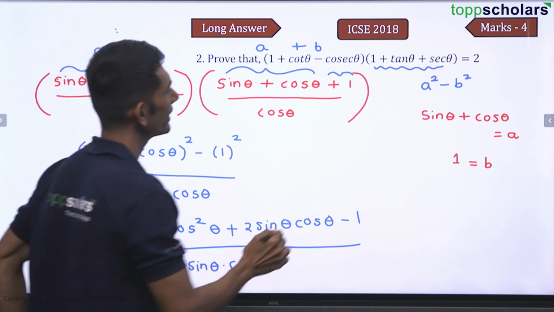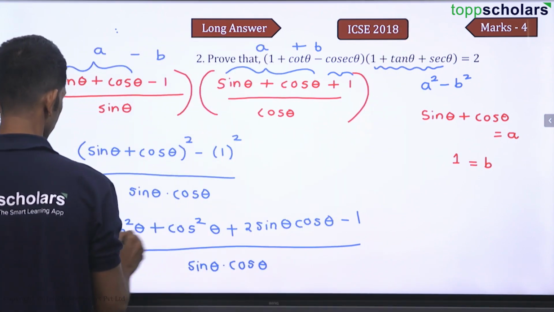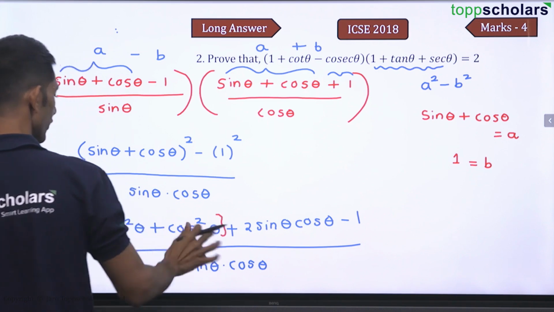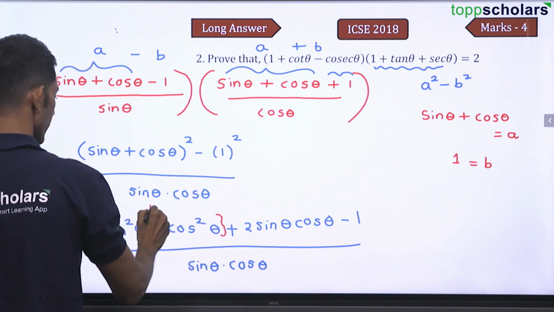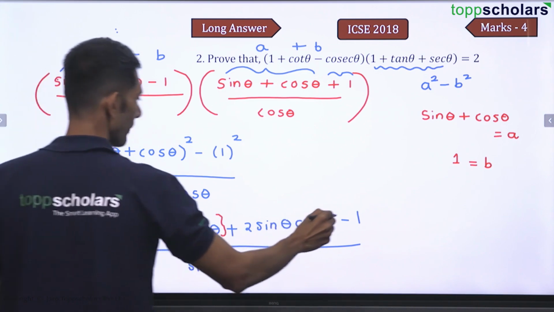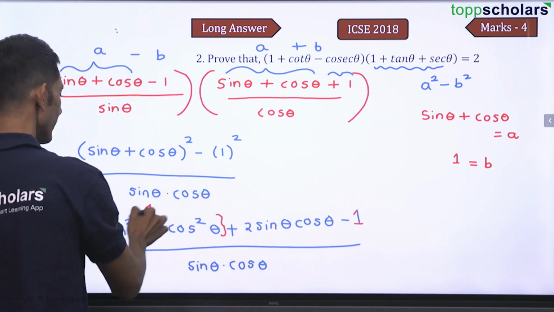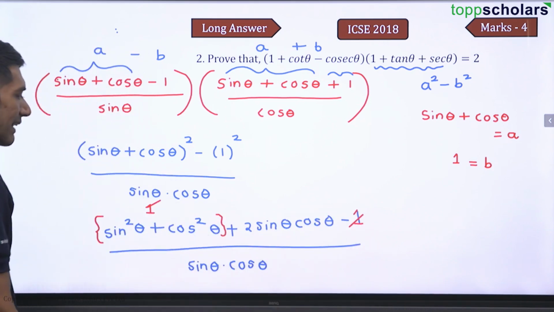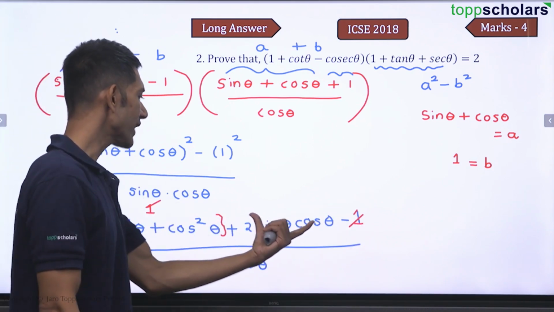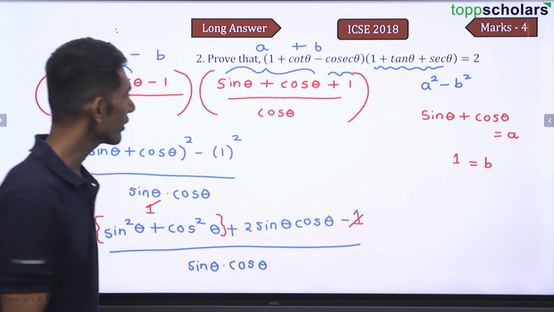Now what is sin square theta plus cos square theta? What is this? This is 1 and this is minus 1. So can I cancel 1 and minus 1? This 1 and this minus 1 will get cancelled. What will remain? 2 sin theta cos theta divided by sin theta cos theta.